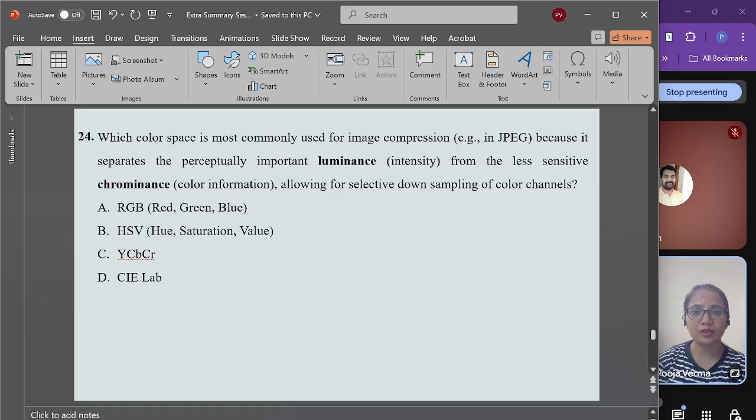Which color space is most commonly used for image compression technique? Because it separates the perceptually important luminance from the less sensitive color information. Which color space model will we use for image compression technique? Any idea? Which image compression techniques are we using, or which color space model?